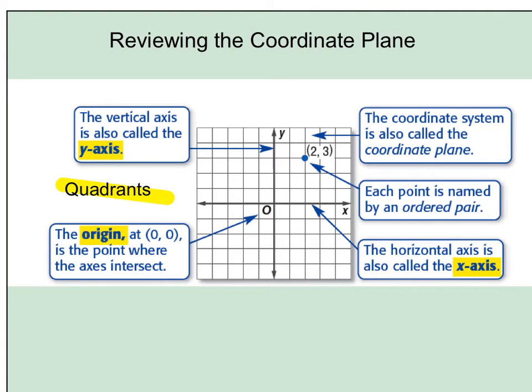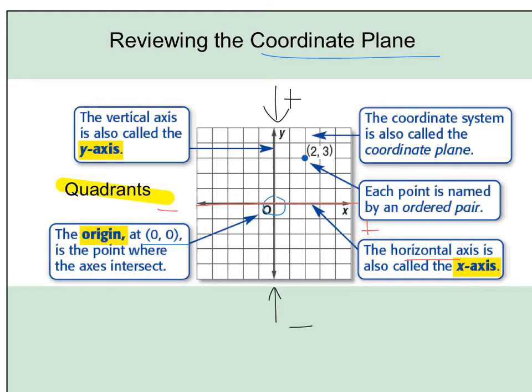Reviewing the coordinate plane. So this should be old news to you. Some things that are highlighted here. This middle spot here at (0, 0) is your origin. And that's where the y-axis and the x-axis meet. This whole thing is called the coordinate plane. The vertical axis, the one that goes up and down, is your y-axis. So that's the positive and then the negative vertical movements. This here is your x-axis. It's the horizontal one. So our positive is to the right, our negative to the left.